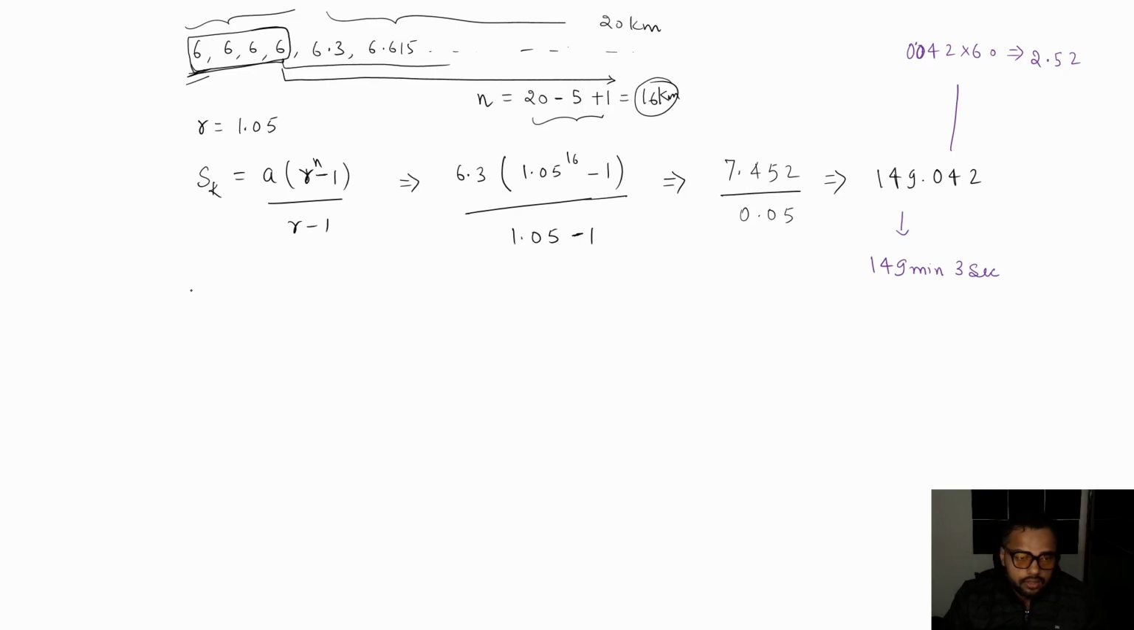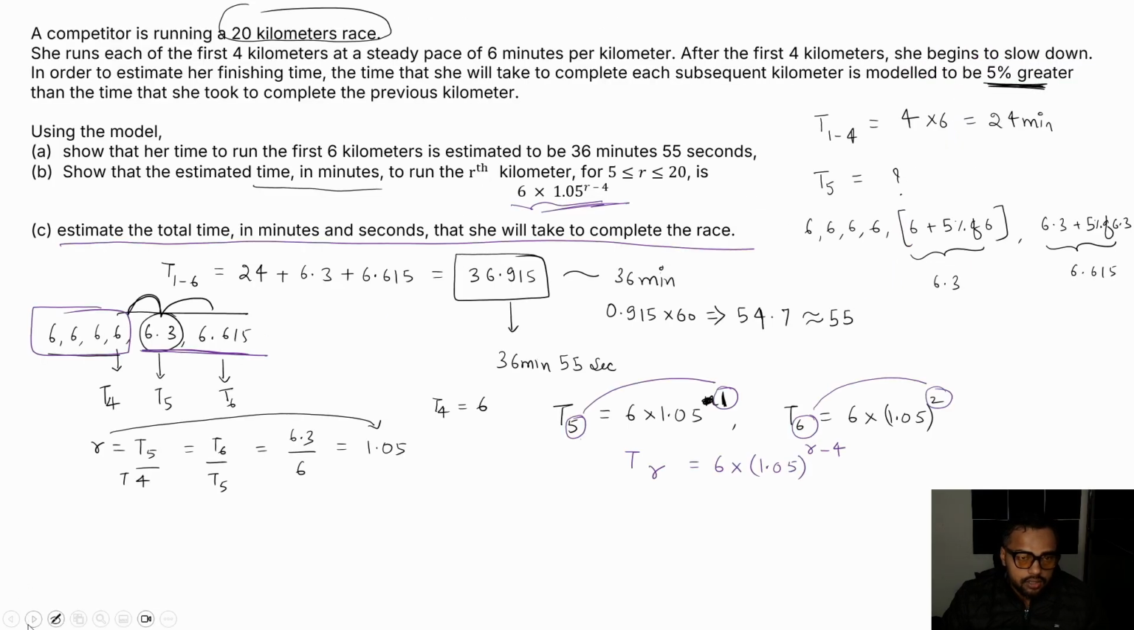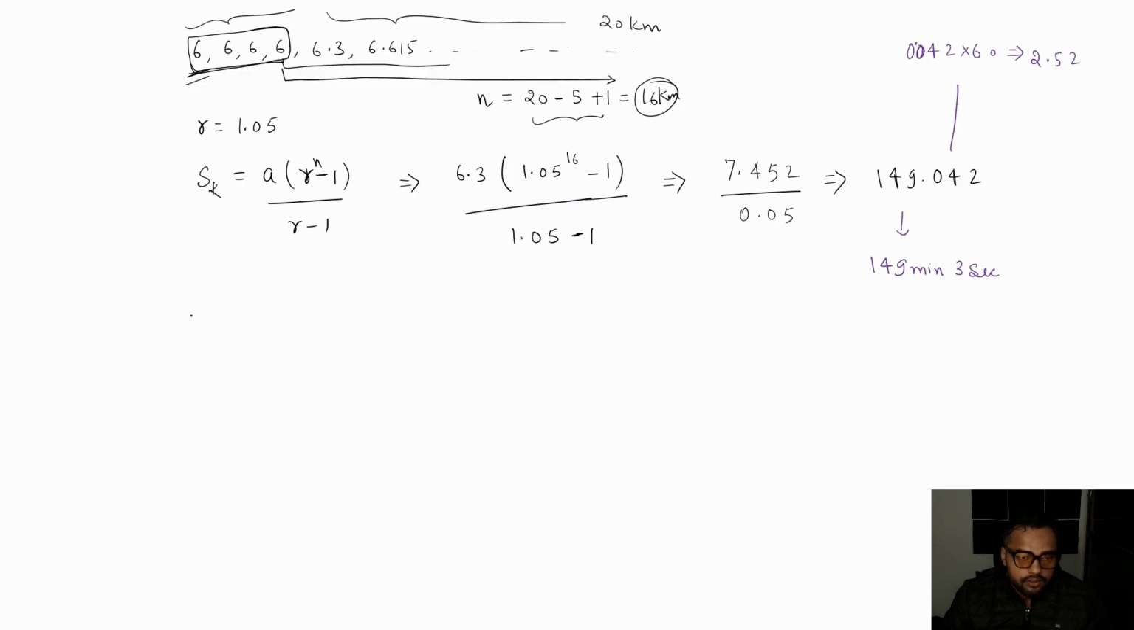So now they have asked us for the total time to complete the race. The total time to complete the race will be, for the first 4 it was 24 minutes, for the next 16 it was 149 minutes 3 seconds. So that will be 149 plus 24, equal to 173. So 173 minutes, 3 seconds roughly is required.